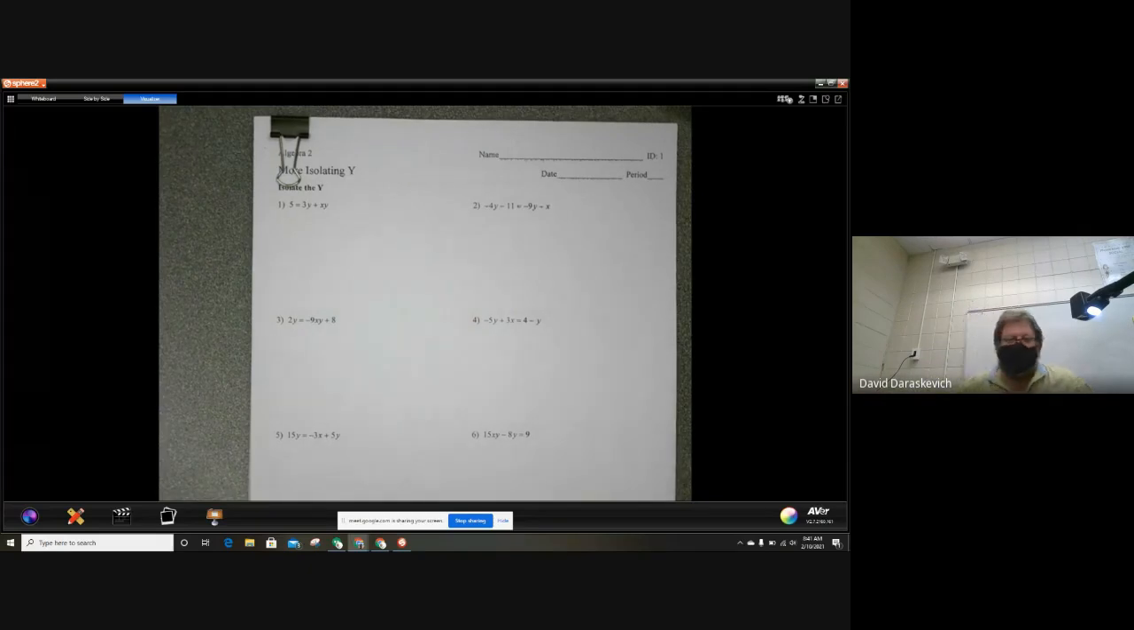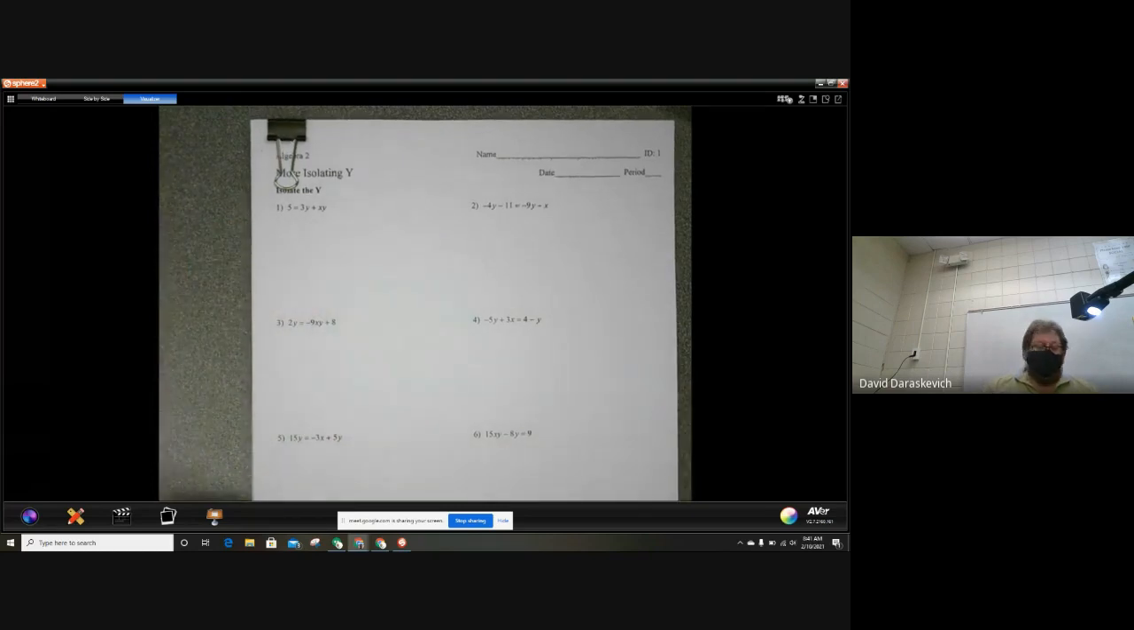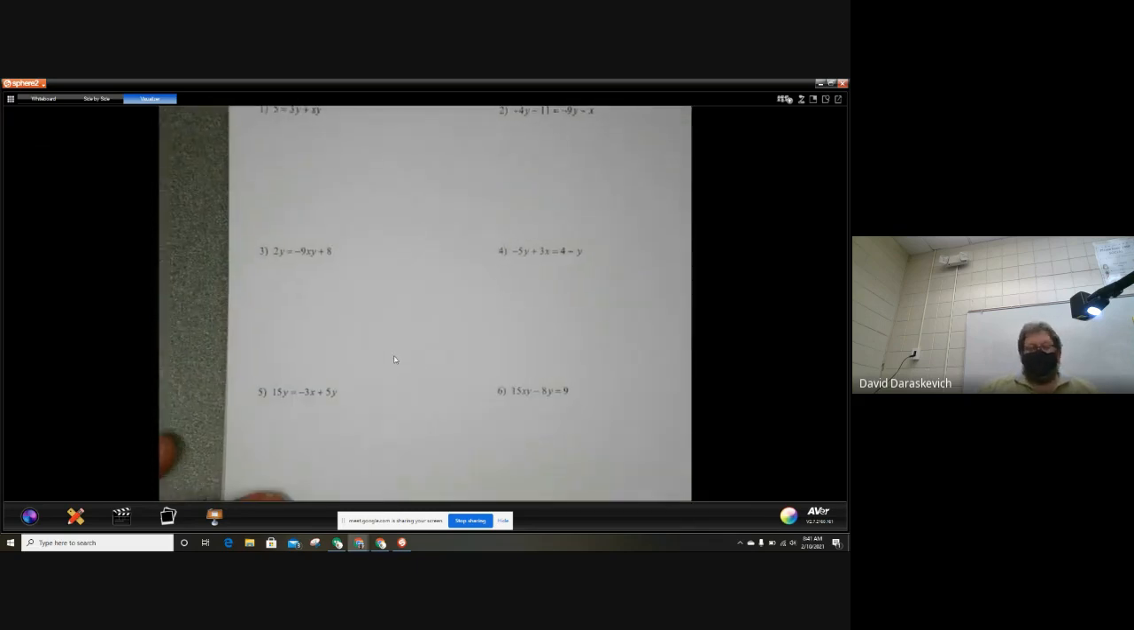4B part 2, isolating y. Now we do this. This one happens to be isolating y. Many times we don't always just say, hey, let's isolate y. We can say isolate x, especially when we get into area and formulas. We want sometimes to isolate a specific variable, so it's not always y, but on this worksheet, it is.